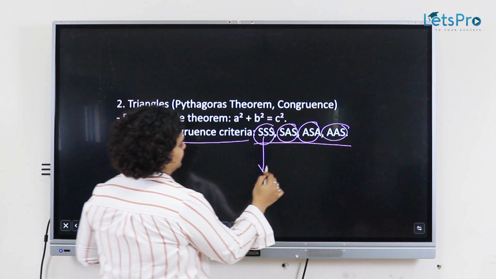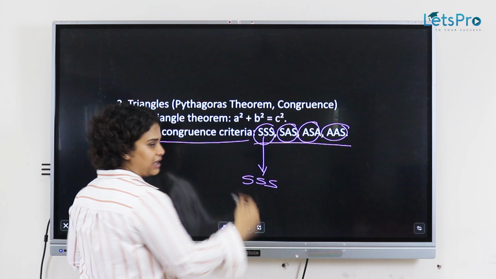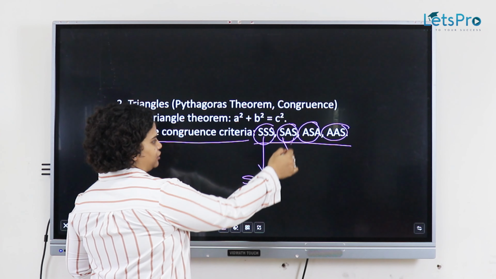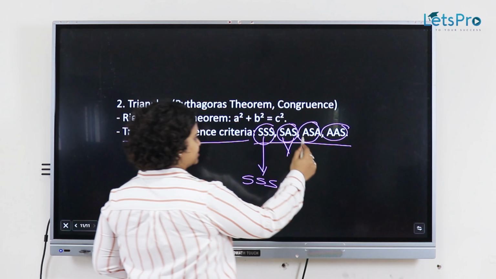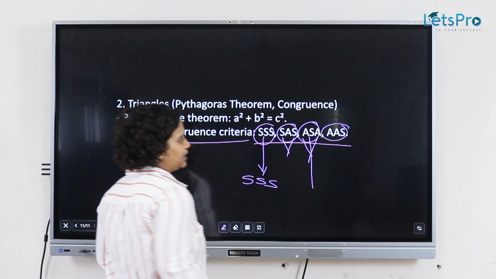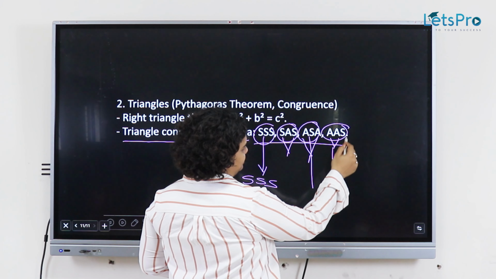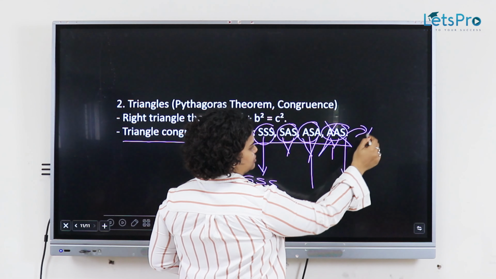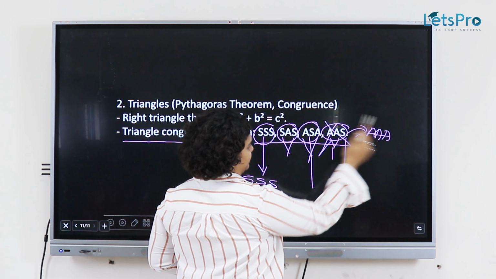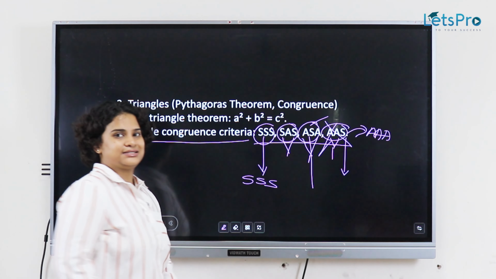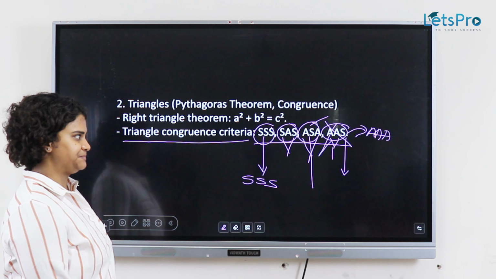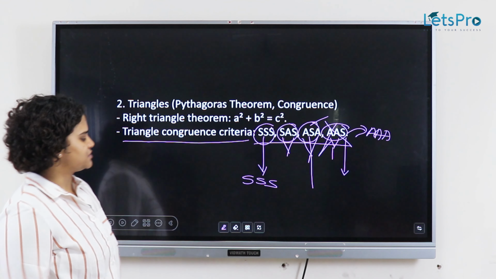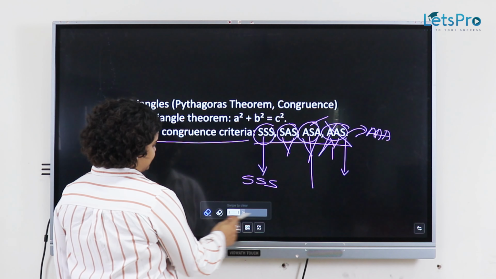So SSS means 3 sides are given. SAS means 2 sides and 1 angle. This is 2 angles and 1 side. Here again 2 angles and 1 side, so this can be excluded. There can also be AAA, because we have seen ASA here with 2 angles and 1 side, right? So I hope so much is clear about congruencies.